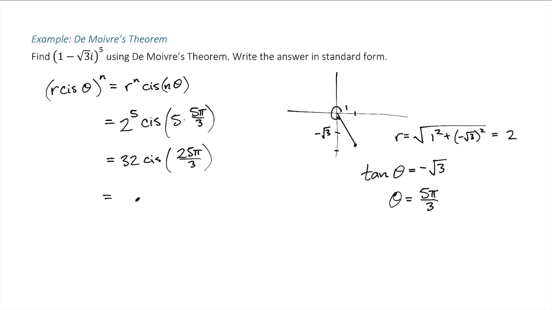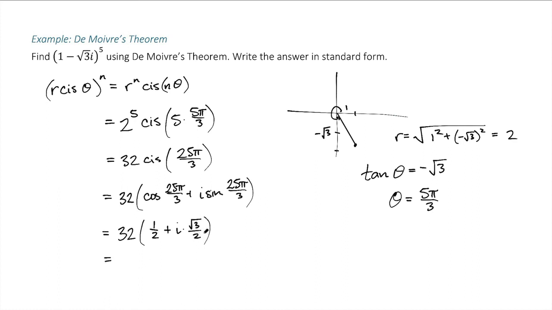And then we need to go ahead and write this in standard form. So let's write this in its expanded form here. This is cosine of 25 pi over 3 plus i sine of 25 pi over 3. All right, and then we can evaluate these. 25 pi over 3 is coterminal with just pi over 3. And so we can then evaluate that. The cosine of pi over 3 is 1/2. And then i times sine of pi over 3 is the square root of 3 over 2.